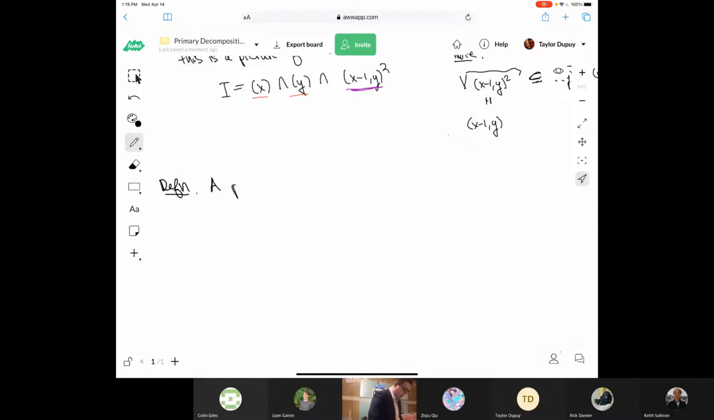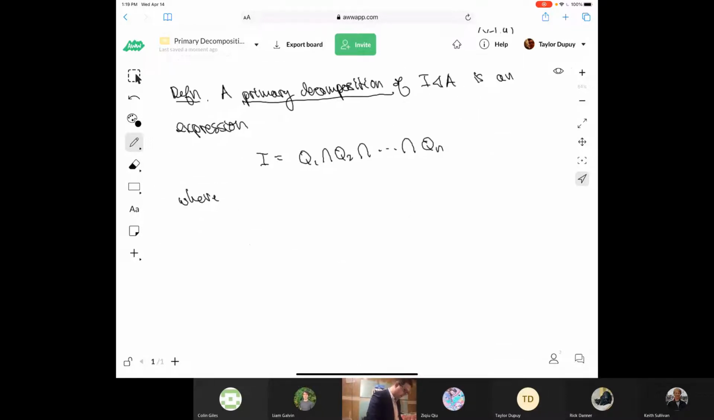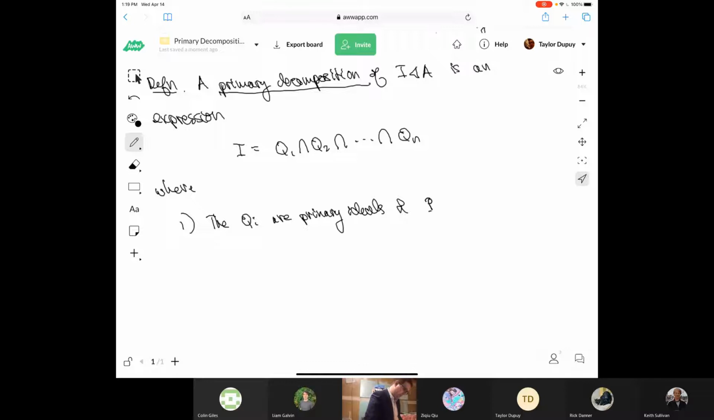A primary decomposition of I, an ideal in a ring A, is an expression I equals Q1 intersect Q2 intersect ... intersect Qn, where one, the Qi are primary ideals, and Pi, defined to be the radical of Qi, which is a prime ideal, are distinct prime ideals.